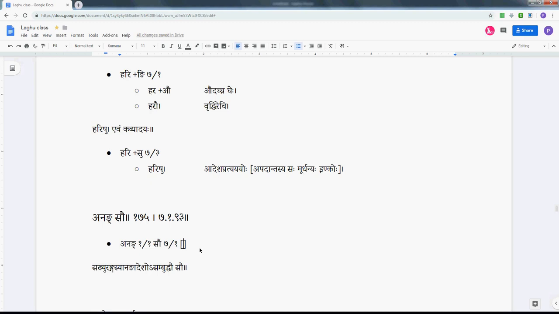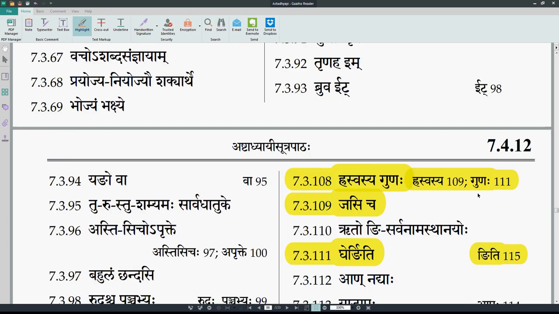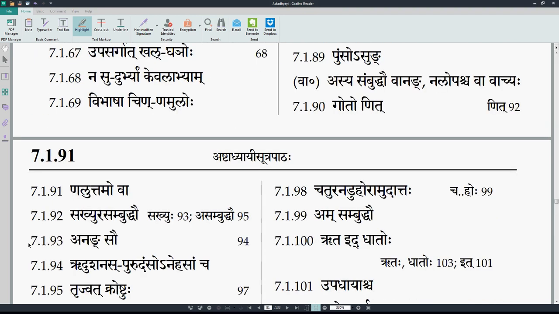When Sau follows, that is when Su Pratyaya follows. What is the Anuvrutti? 7193. Anang Sau. Asambuddhau. Sakyuhu. To make sense of Sakyuhu, you should also already know how Sakhi Shabda declines. So we know how Sakhi declines. We want to know why so. The sutras tell you why so. Here Sakhi Shabda, Sakyuhu, Sakhi Shabdasya, Asambuddhau.